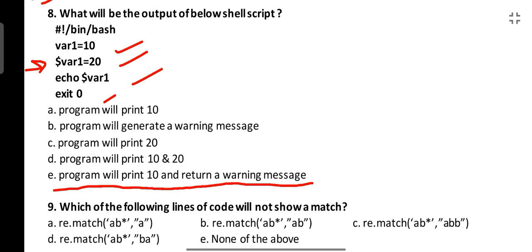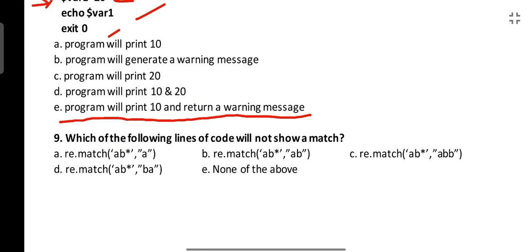So this program will print 10. Why? Because var1 is defined as 10 and $value will access this var1 variable and it will give 10, and it will give a warning message also that $var1 is not defined, and something like that. So E will be the correct answer.